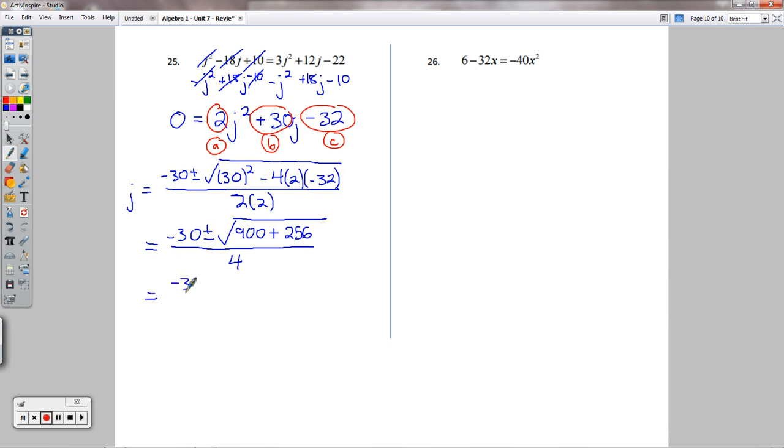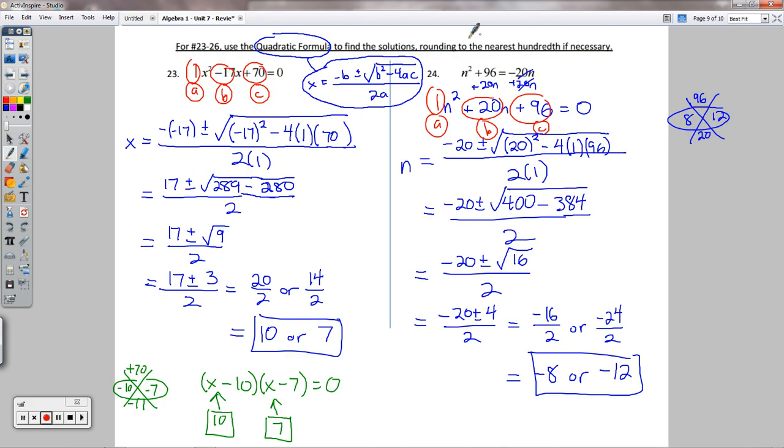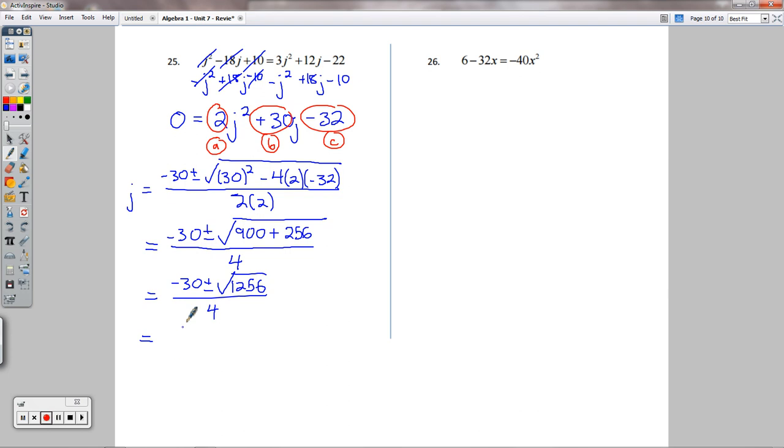So you've got negative 30 plus or minus the square root of 1256 all over 4. The square root of 1256 happens to not be a nice number here. So for this one, you have to follow these instructions, rounding to the nearest hundredth if necessary. If you use a calculator, I did this work before, so I've already figured out that negative 30 plus the square root of 1256 divided by 4 is about 5.44.